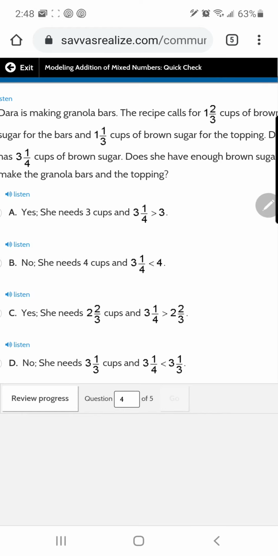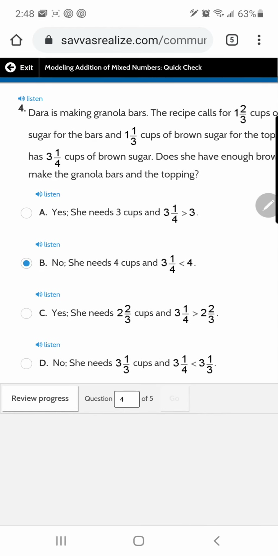Okay, so these are the problems for the quick check for today's assignment, November the 17th, where you're supposed to use models to add mixed numbers. I want to read the problem. These are problems 4 and 5.